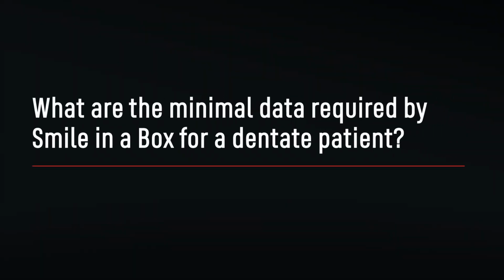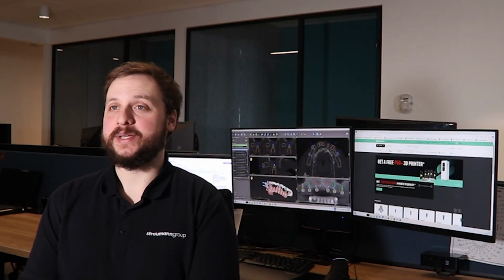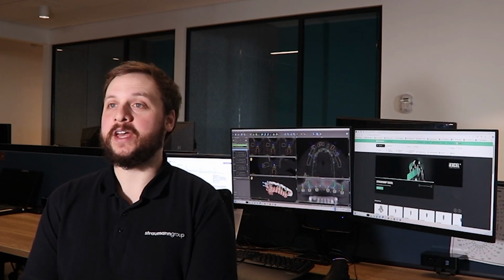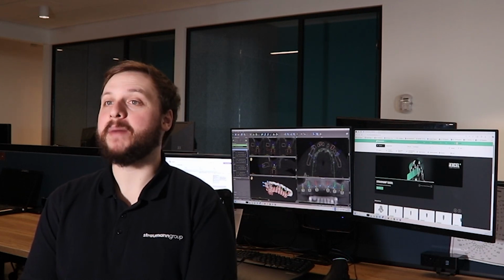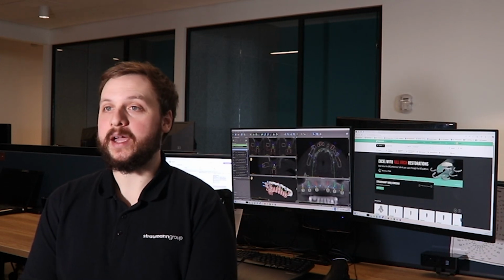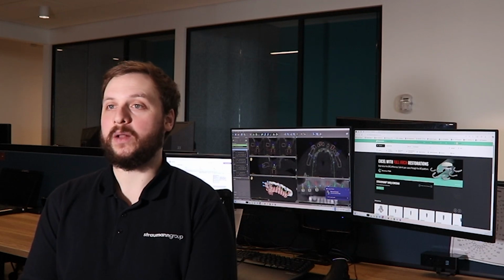What is the minimal data required by Smile in a Box for a dentate patient? The minimal data needed to treat a dentate patient are a CT scan of the patient and a set of intraoral scans. The set of intraoral scans includes the arch to be treated, the opposing arch, and a bite registration. The CT scan must be submitted in zip DICOM format and the intraoral scan in STL or PLY format.